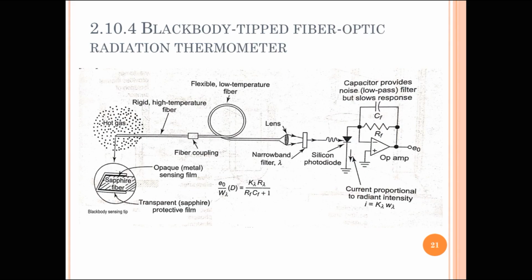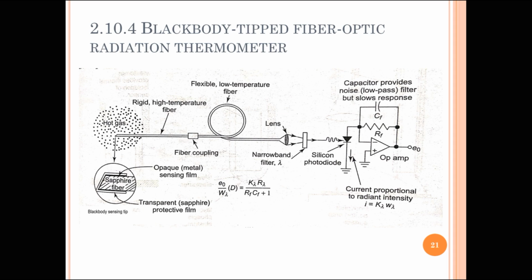Next one is the black body tipped fiber optic radiation thermometer. Earlier we mentioned the use of optical fibers to transmit radiation for temperature measurements. In this section, a distinctly different use of fiber optics is the basis of a unique new type of radiation thermometer. Originally developed at NBS, it is now commercially available and is intended mainly for the range of 500 to 2000 degrees Celsius in hot gases such as in gas turbine combustors.